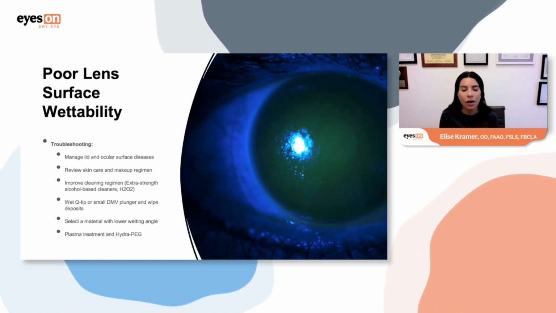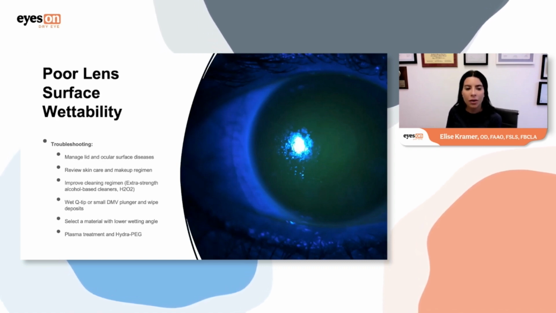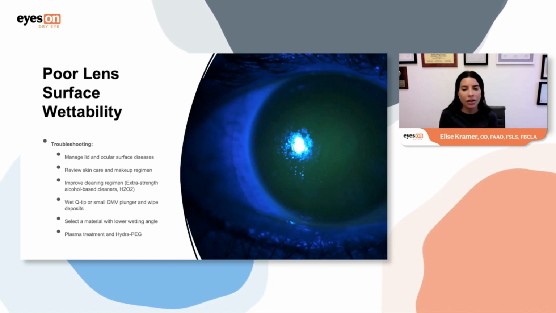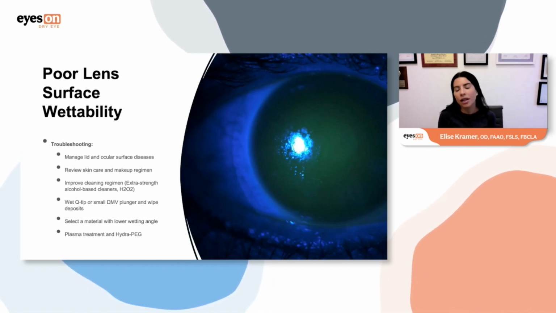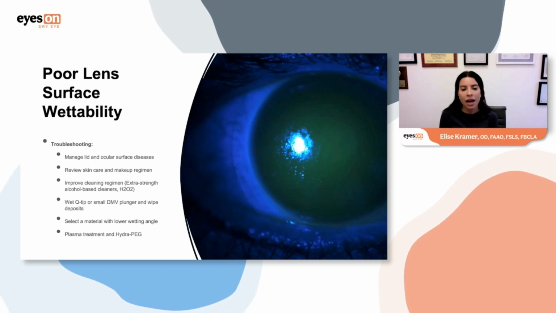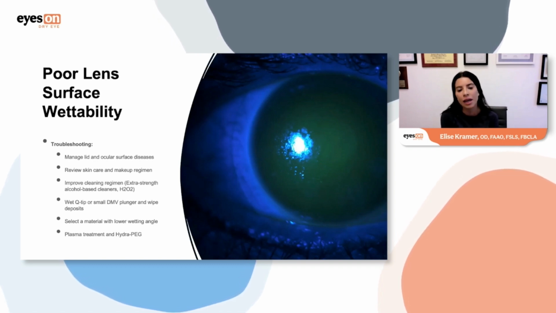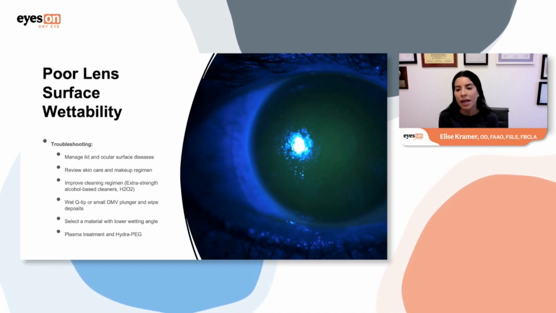You can choose a lower wetting angle when choosing the material, and there's also, of course, plasma treatment. All lenses should be plasma treated, and then HydroPeg is something that you can add. It's a surface coating that you can add to the lens in order to improve its wettability and interaction with the tear film.